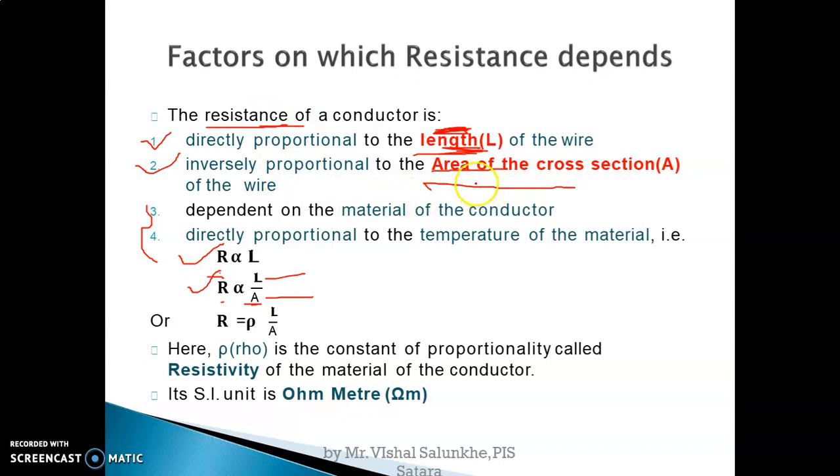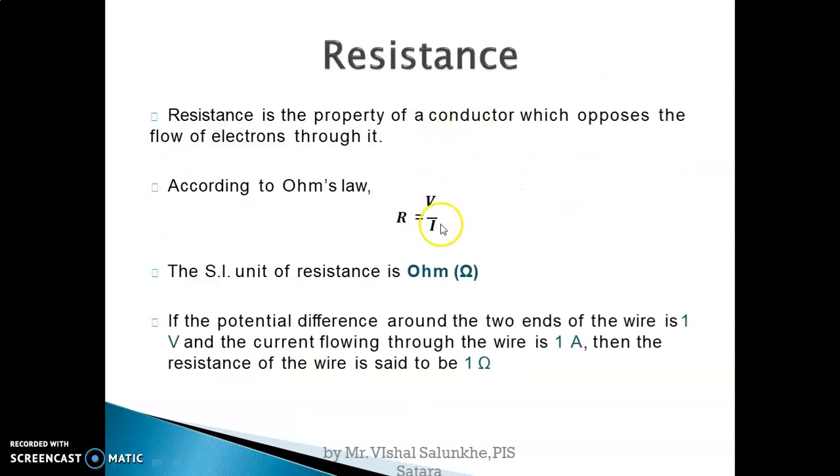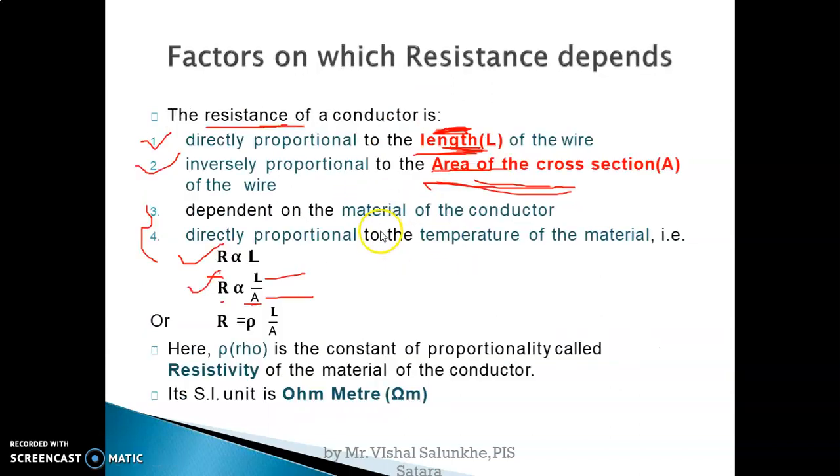Because if you increase the area, the area will give more free electrons, and more free electrons will give more current. If current increases, then according to Ohm's law, according to this formula, resistance is going to decrease. Got it, my dear student? So resistance is directly proportional to length and inversely proportional to area.